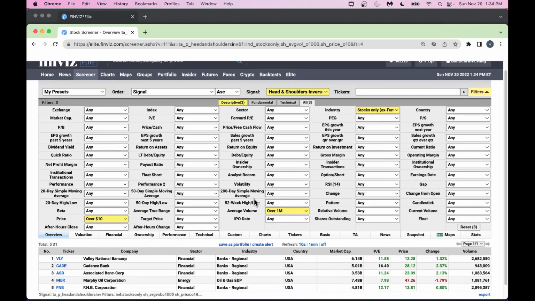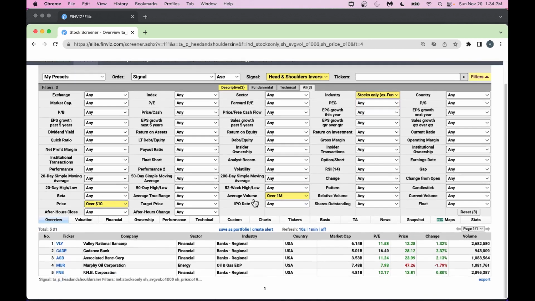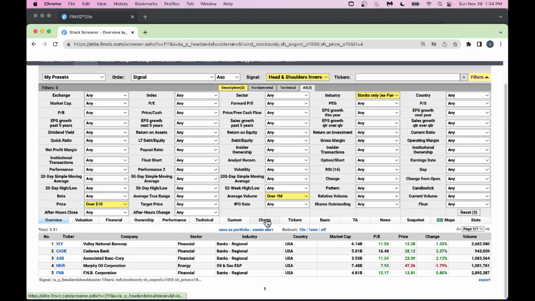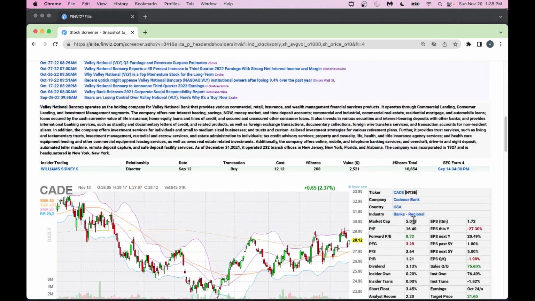Look, these are the inverse head and shoulder, and you could go into the chart right here. I love to look at charts. You could look at the chart right here, and many times I also look at just snapshot. It's a very nice way of looking at these stocks here. Look, we got a nice snapshot view, these stocks here.